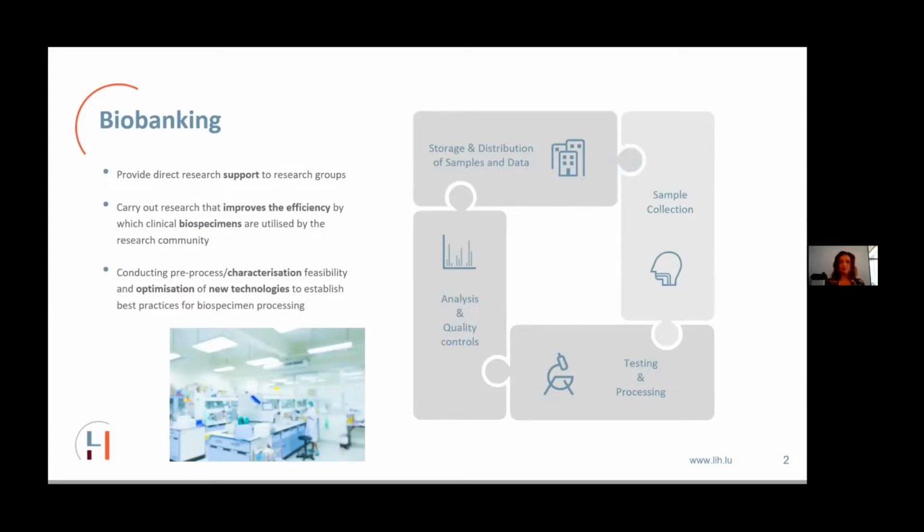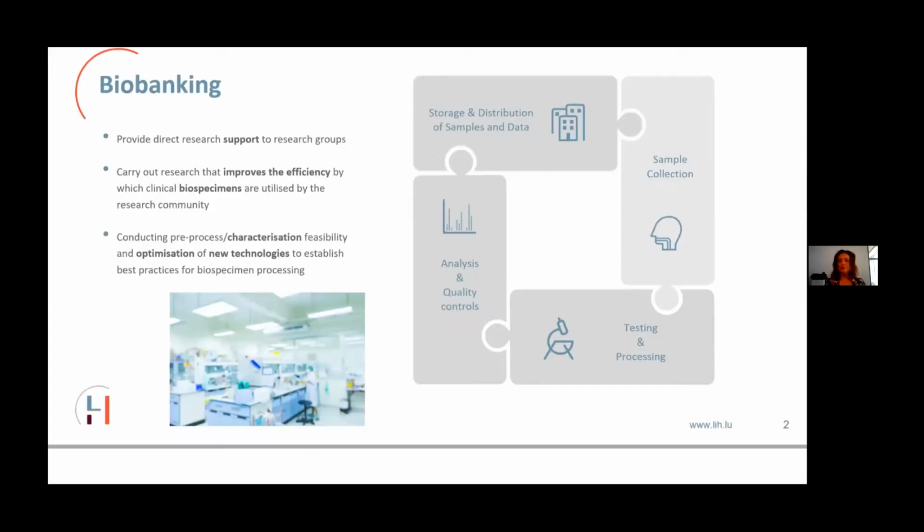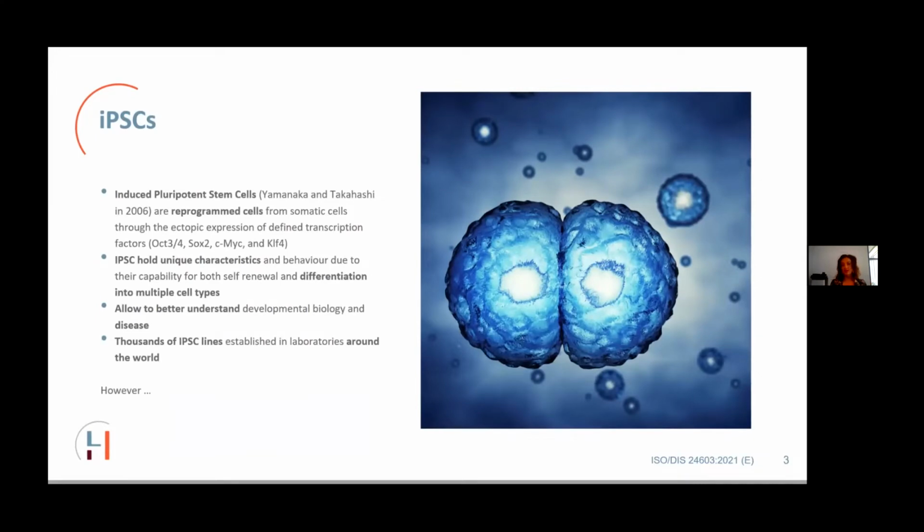So a biobank supports research groups, improves the efficiency of biospecimen storage, and conducts characterization and standard methods. Now my presentation is about IPSCs. So I'm going to give an overview of what IPSCs are. IPSCs are induced pluripotent stem cells, reprogrammed from somatic cells, that hold unique characteristics and are able to differentiate into multiple cell types. IPSCs allow us to better understand development, biology, and disease.